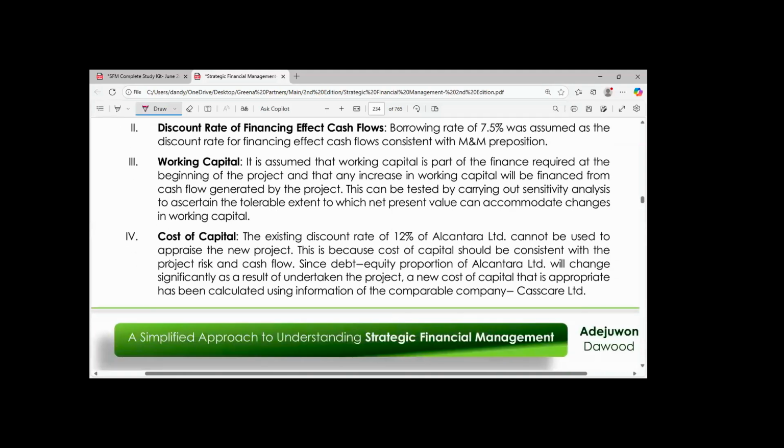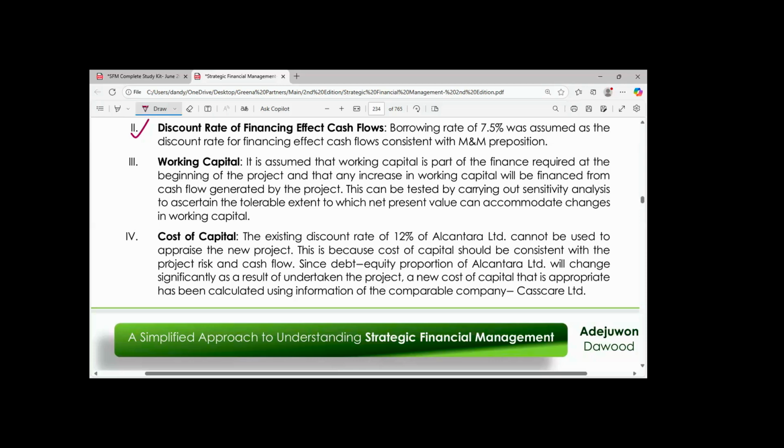Okay. Then number three, working capital. What are the assumptions we made on the working capital? It's assumed that working capital is part of the finance required at the beginning of the project. At the beginning of the project, after considering all the issue costs, the company received the total initial outlay of 21 million. All right. Our assumption is that working capital is part of that, the net amount received at the beginning.